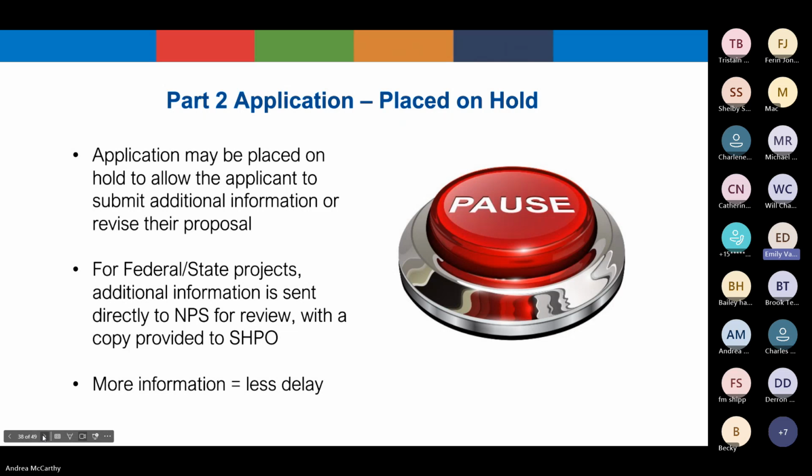When NPS places a project on hold, they will send an email to the applicant with a SharePoint link to upload the additional information or revised documents directly to them for review. This is different than the usual submission process for applications and allows them to review the information much quicker. You will also need to send a copy of any updated materials to our office. If your project is placed on hold, make sure to read the hold email and follow the instructions provided.